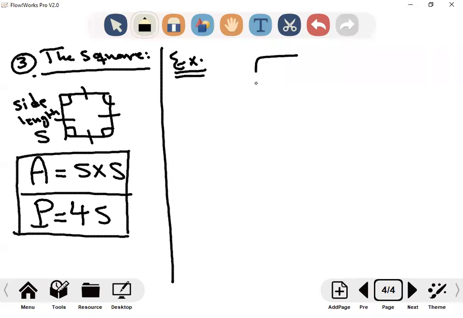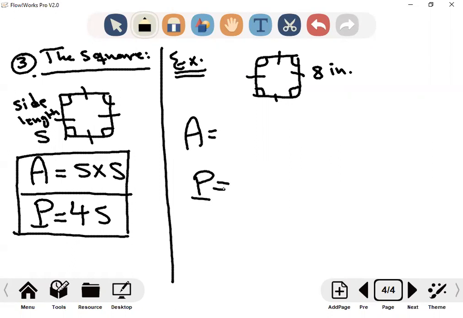For this square with side length, let's say 8 inch, let's find its area and perimeter.